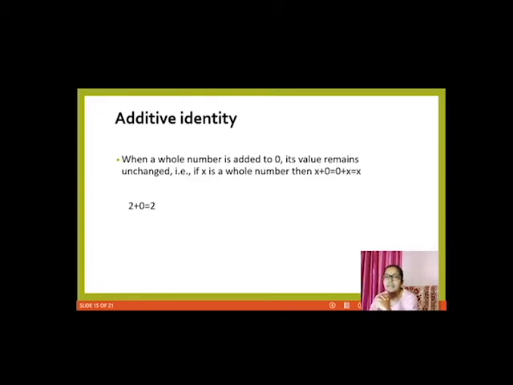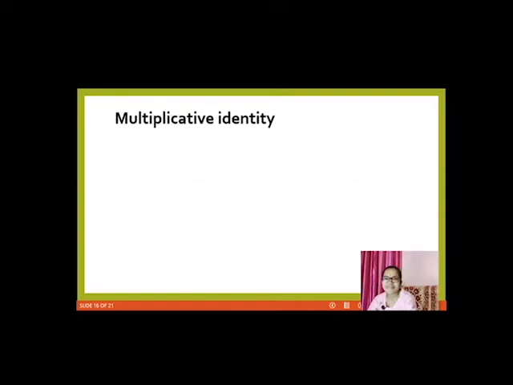For example, 0 is added with 2. You will get the answer 2. The identity of the whole number 2 is not changed even after the addition operation. So we can call 0 the identity for addition in whole numbers. Now let us see what is multiplicative identity.